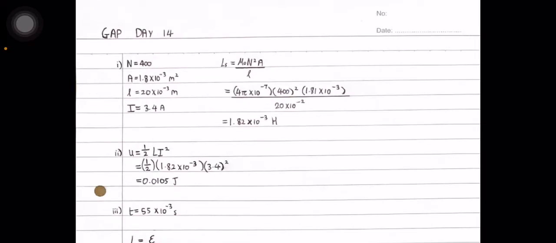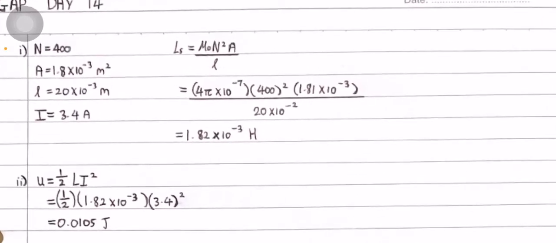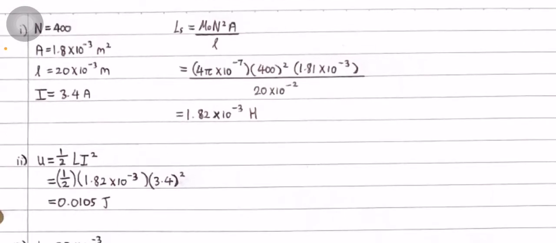So bring out all the information given from the question, and then we have to use the self-inductance for solenoid formula. So we just put in all the given information from the question into this formula. So you get 4 pi times 10 to the power of negative 7 times 400 squared times 1.81 times 10 to the power of negative 3 over 20 times 10 to the power of negative 2. And the answer will be 1.82 times 10 to the power of negative 3 Henry.